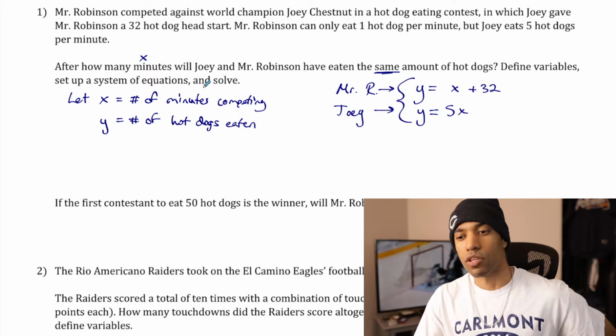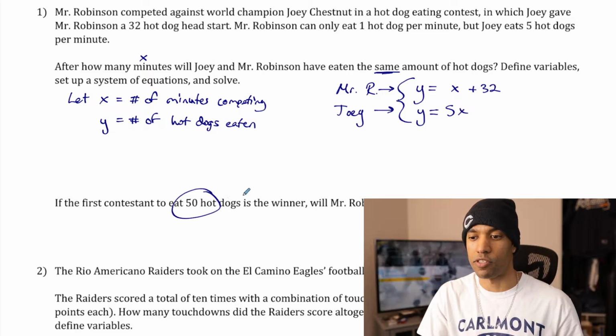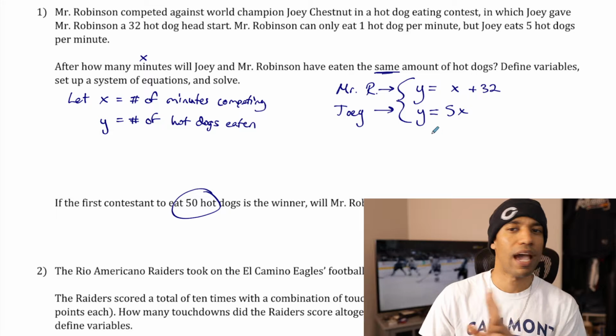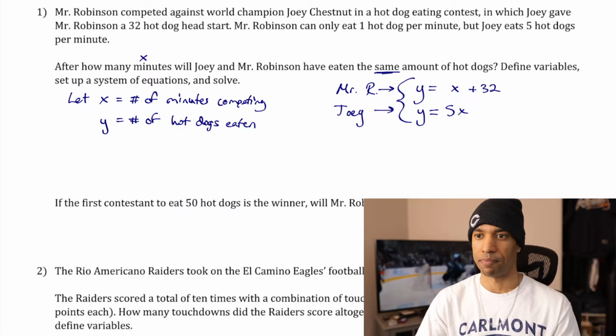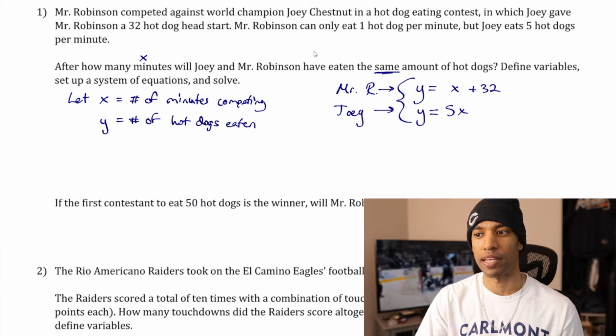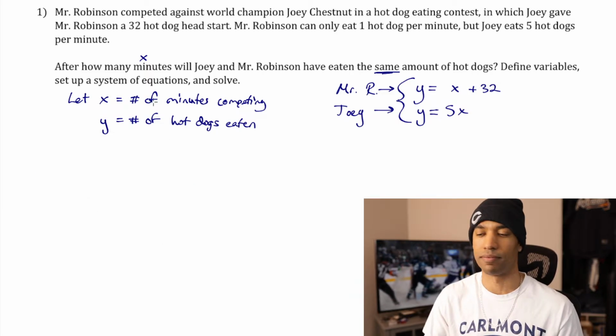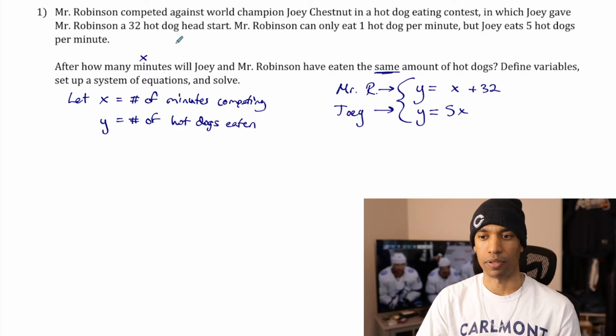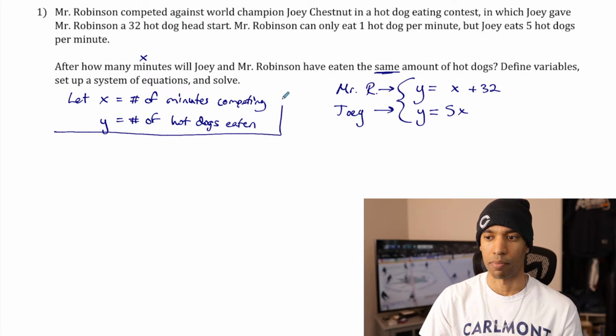Let me state this. Some of my students looked at the bottom, 50 hot dogs, Mr. Robinson wins, and they're trying to make an equation out of something with 50. We haven't looked at this. This doesn't exist yet. This question doesn't even pop up. It is irrelevant to the situation. We're not talking about it. So ignore that completely. Don't look ahead for something like that.